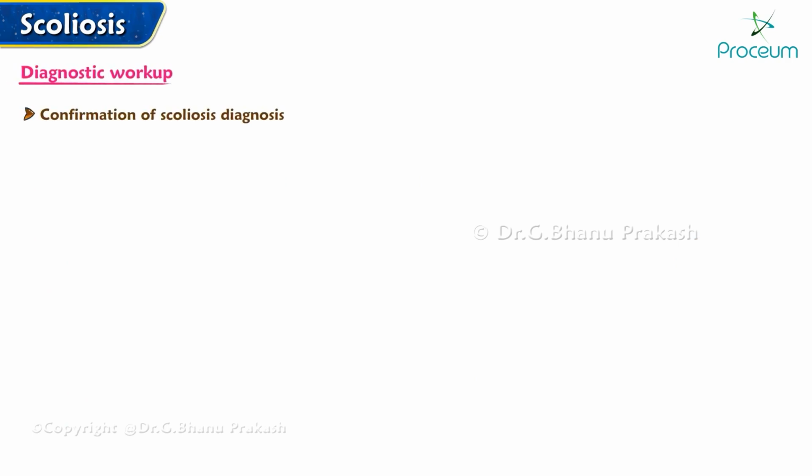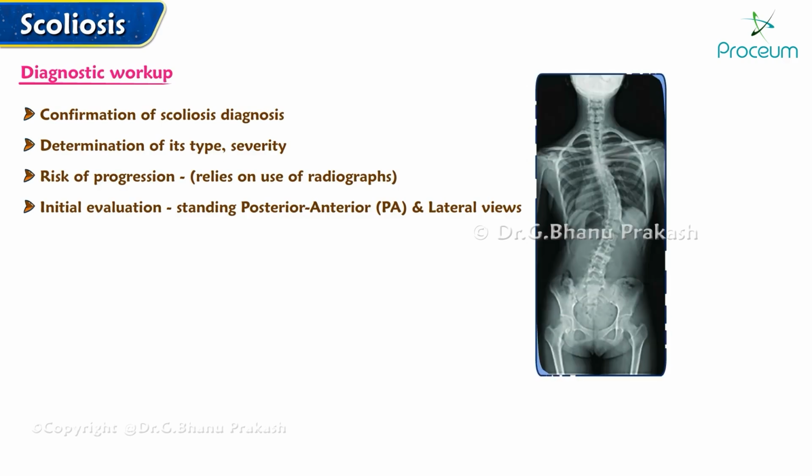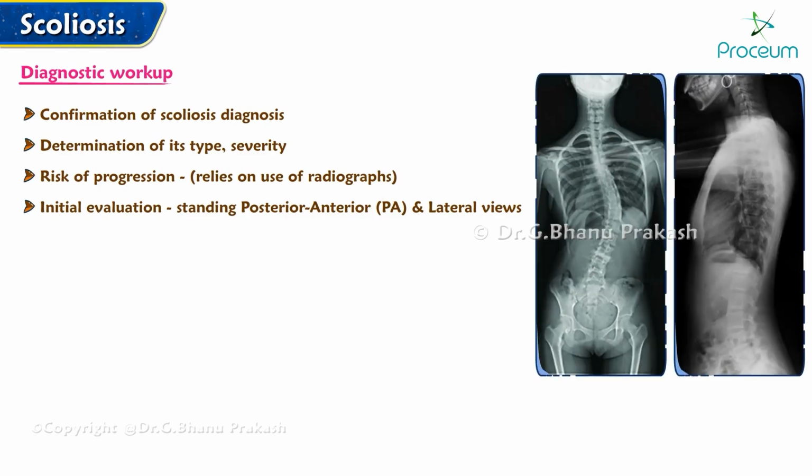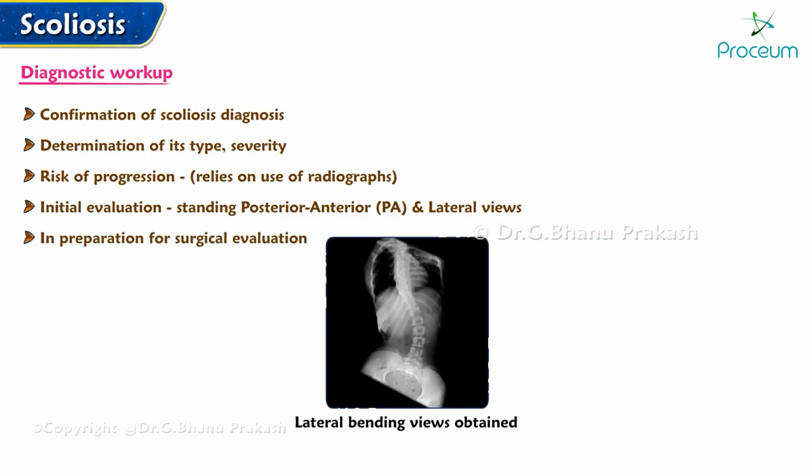The confirmation of a scoliosis diagnosis, as well as the determination of its type, severity, and risk of progression, relies on the use of radiographs. The initial evaluation should include standing posterior, anterior, and lateral views. In preparation for surgical evaluations, lateral bending views are typically obtained.